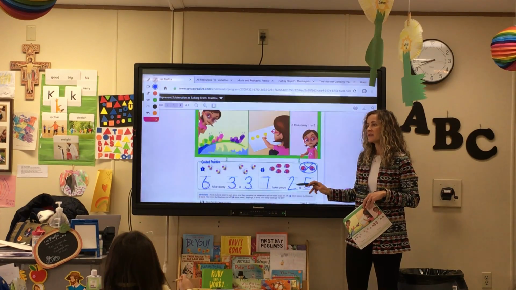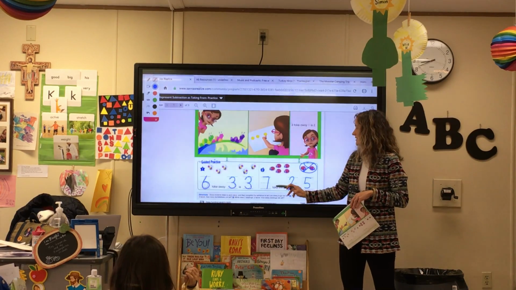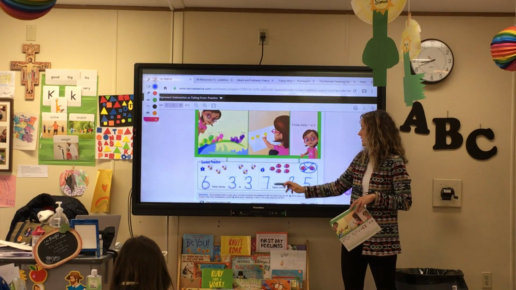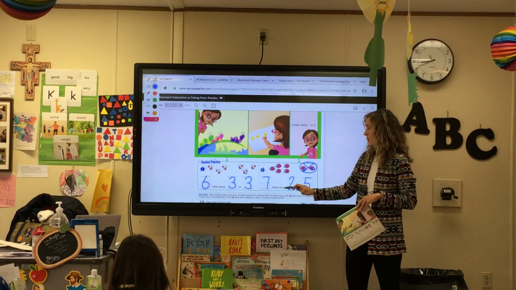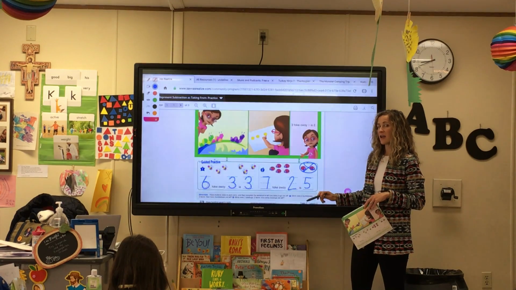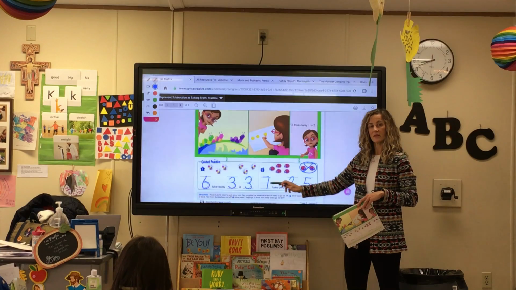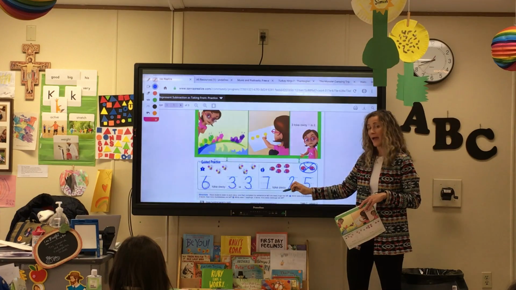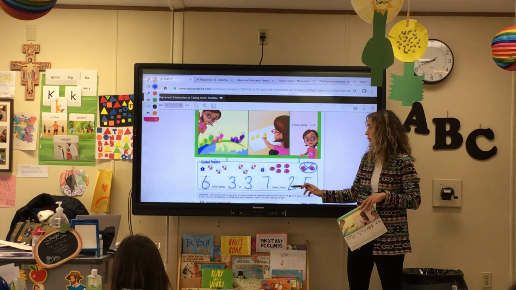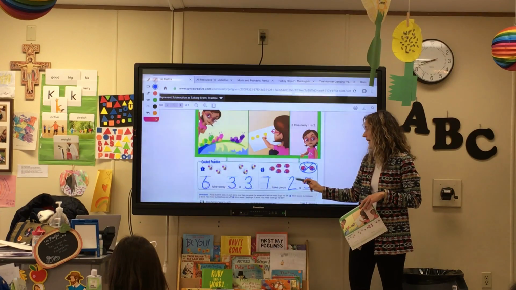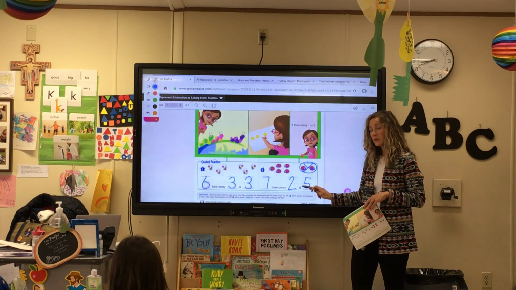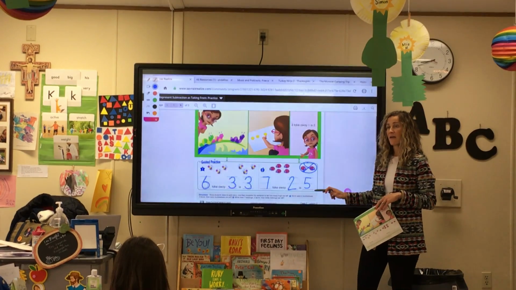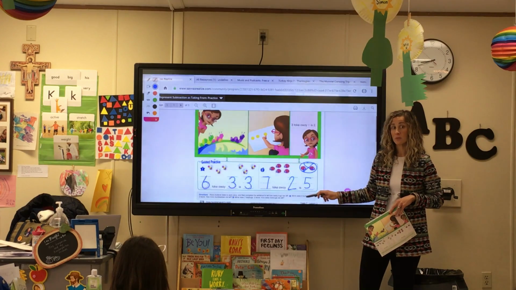All right, so everyone, we're going to read this sentence together. It says, 7 take away 2 is 5. Mia Ann, can you read that for me again? 7 take away 2 is 5. Very good. Autumn, can you read it for me? 7 take away 2 is 5. Okay. All right. Everyone needs to know these words because that's our subtraction sentence.